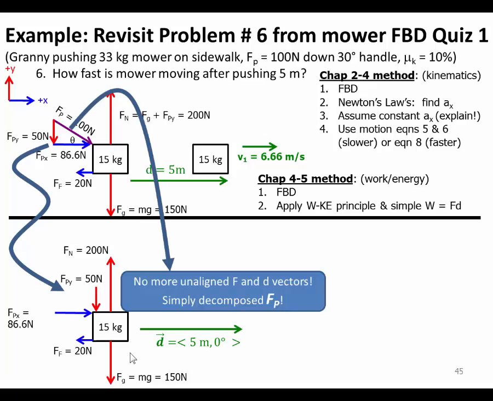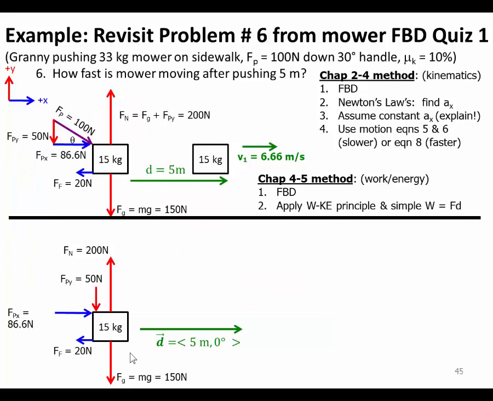So now that we've broken our vector down, we can simply use these newly aligned vectors to take care of our problem. We can use simple work again. So let's use our work kinetic energy formula, and let's see how we would solve the same problem that we did using chapter 3 and 4 concepts, but with chapter 4 and 5 concepts. So the net work equals the change in kinetic energy. That's the work kinetic energy theorem.